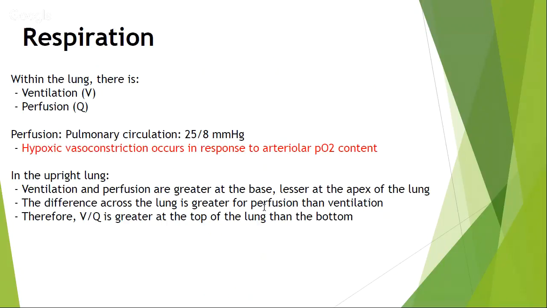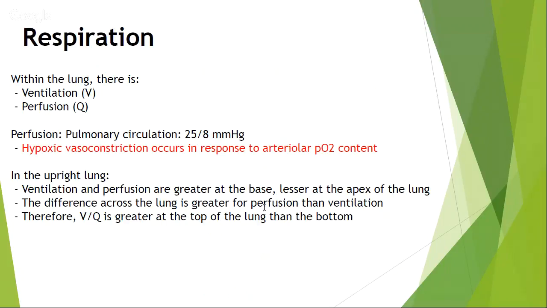In the upright lung, ventilation is higher at the base of the lung and lower at the apex of the lung. This is because the weight of the lung hangs down, and this pulls the alveoli at the apex of the lung wider open even at rest. This means that when you breathe in, they don't expand as far in terms of the change in their volume, which means you get less ventilation to the top of the lung as opposed to the bottom.